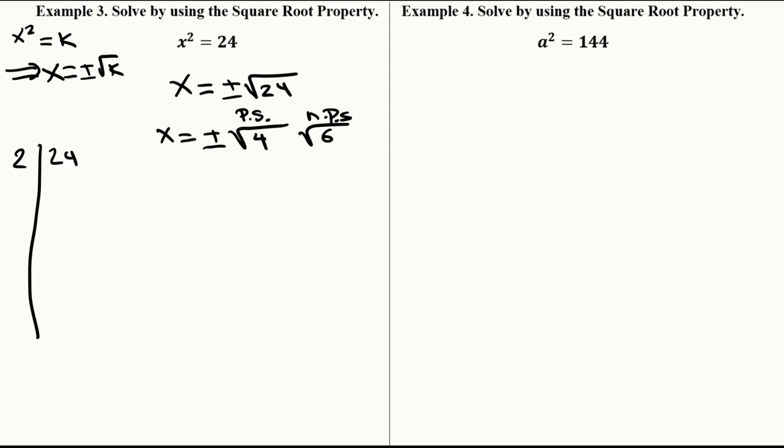If you break down 24, you get 12, 2, 6, 2, 3, 3, 1. There's only one perfect square inside it, which is 2 squared. So that one goes in here. And what's left is going to be the non-perfect square factor of 24 once you multiply it, and that's going to be 6. So we get x equals plus or minus 2 radical 6, and that's pretty much it.